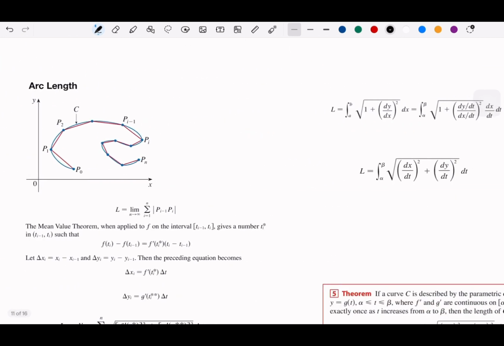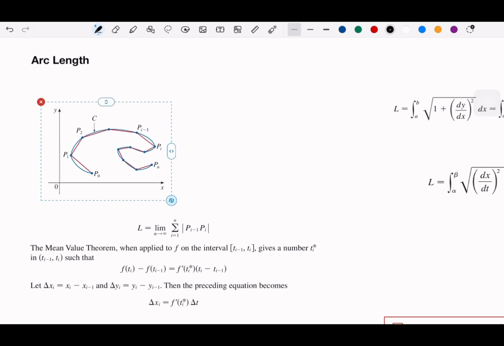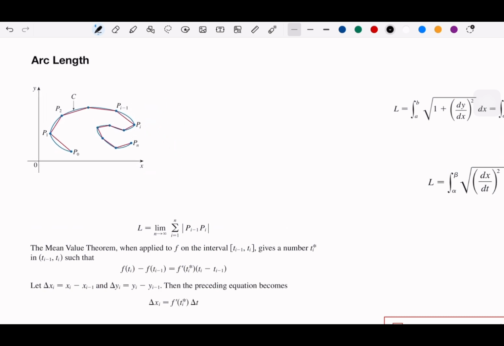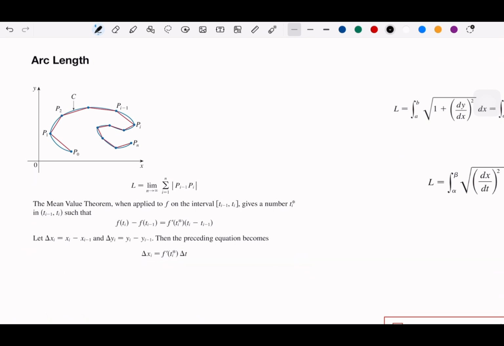Okay, I think I can go to the next one. So now is the arc length. Arc length, as you know, we already described in more detail. So basically, we are trying to measure the length of the curve. Okay, that's the arc length. So I'm just trying to describe this based on the textbook.